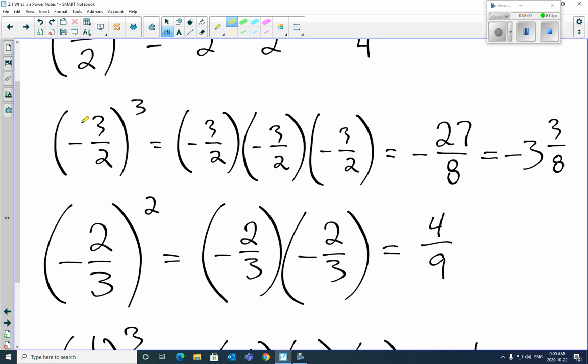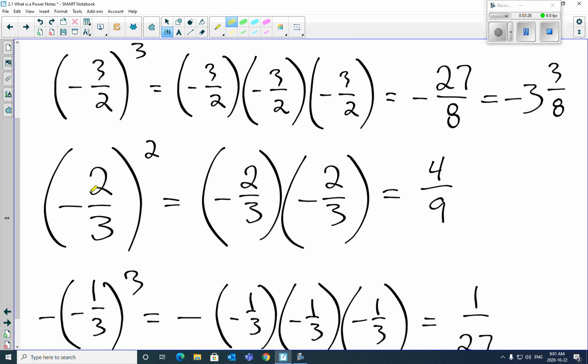Okay, what about -3/2 to the 3? First off, we know this is negative inside here, and the exponent is odd, so our answer should be negative, right? That was the rule from the last page. So -3/2 times -3/2 times -3/2. 3 times 3 times 3 is 27. 2 times 2 times 2 is 8. And it's negative also. You can leave this as an improper fraction, but if you wanted to switch to a mixed number, 8 goes into 27 three times evenly, and then there's 3 eighths left over.